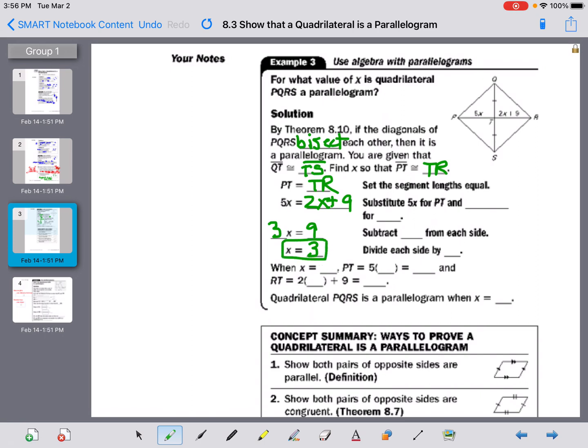And then I can plug it back in there to see when x equals 3, what will those values be? Well, 5 times 3 is 15. 2 times 3 is 6. 6 plus 9 is 15. Yep, my diagonals bisect each other. So when x equals 3, my diagonals bisect each other, and that will be a parallelogram. Okay.